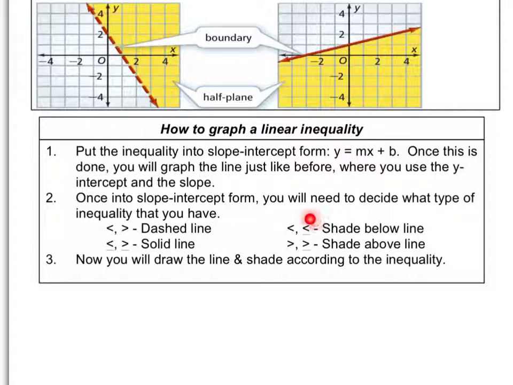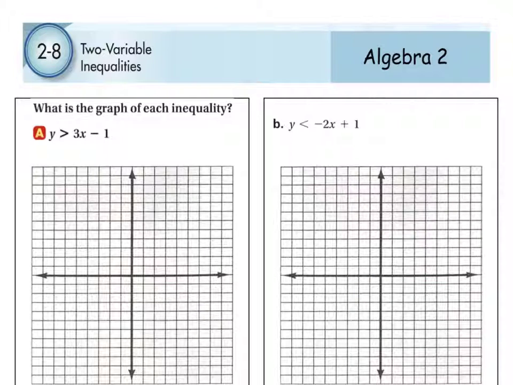Also, if it's less than, you're going to shade below the line. If it's greater than, you're going to shade above the line. Once you've done that, you draw the line and shade accordingly. So it's really very similar to graphing our linear equations. We just have to worry about whether it's solid or dashed and which way we shade. All right, let's take a look at two examples.